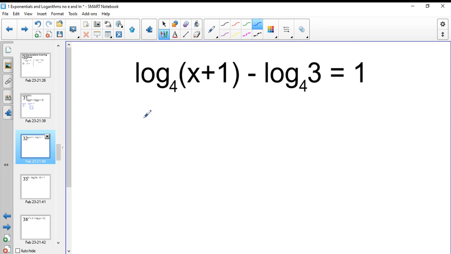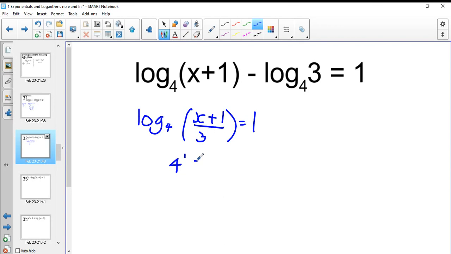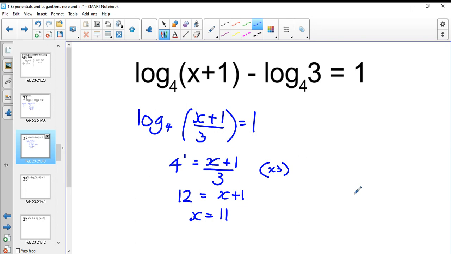So we can use law 2 straight away. We can say that's log to base 4 of x plus 1 over 3. This is now in log BAP form, base, answer, power. So if we go to exponential form, 4 to the power 1 equals x plus 1 over 3. And then we just need to solve. So if we times by 3, 12 equals x plus 1, and then take the 1 to get 11.